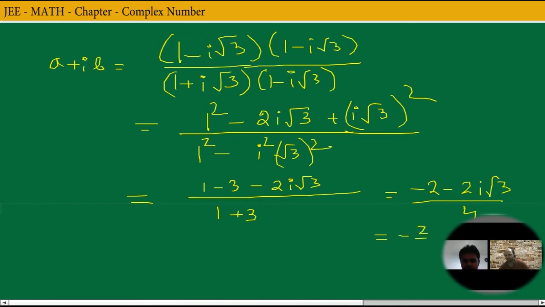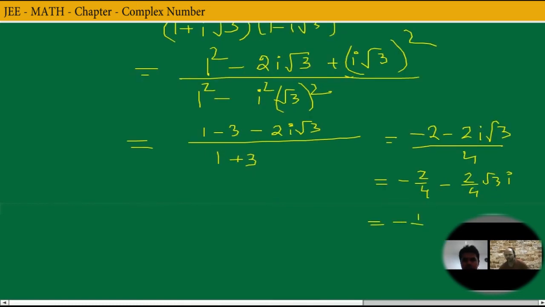So minus 2 over 4 minus 2 root 3 i over 4. So this is going to be negative half, and this is going to be negative root 3 over 2 i. So this is now in a plus ib form, where the value of a is negative half and the value of b is negative root 3 over 2. So can we have the argument now?